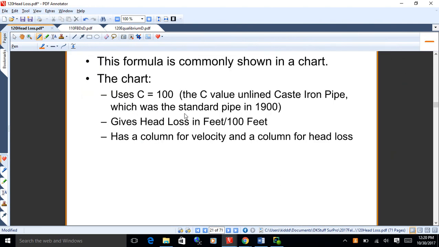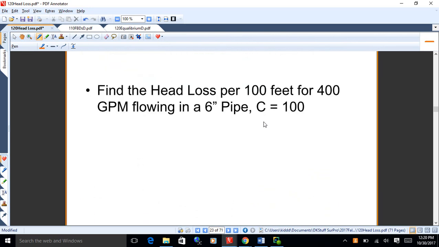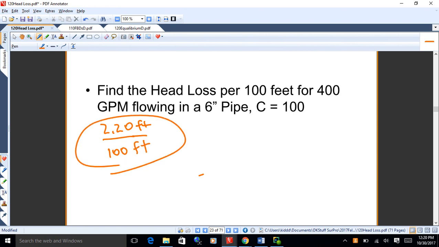This chart, I've told you what it's for. C equals 100 gives head loss in feet per 100 feet. So let's find the head loss per 100 feet for 400 gallons per minute flowing in a 6-inch pipe. I'm on page 109. Is it 2.2? Yeah, 2.2. Y'all finding that okay? It's just right on the chart, so it's no big deal. 2.2 feet per 100? Just watch the chart. Be sure you're in the proper column, because one is for head loss and the other is for velocity.